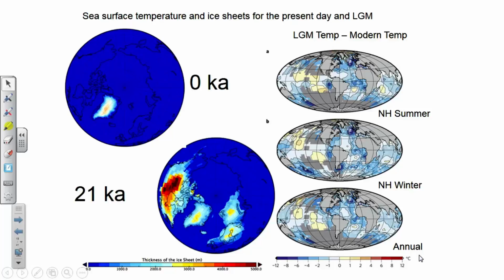So these are temperatures for the planet. You can see, because the temperature's not the same everywhere, in some places it's maybe up to 6 degrees cooler, which is quite a lot colder on average.